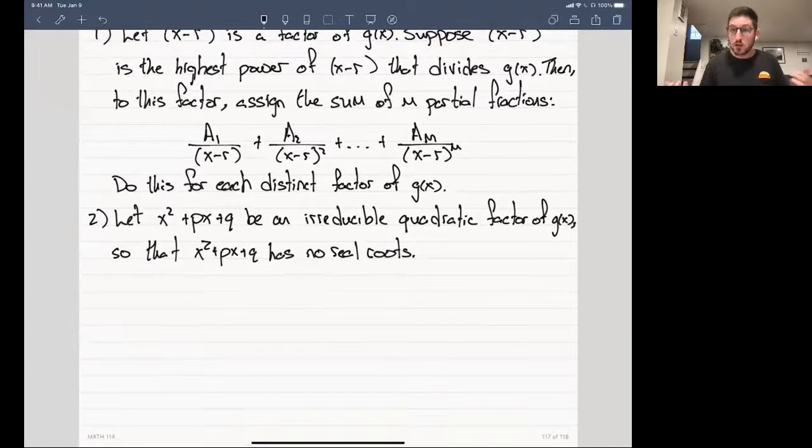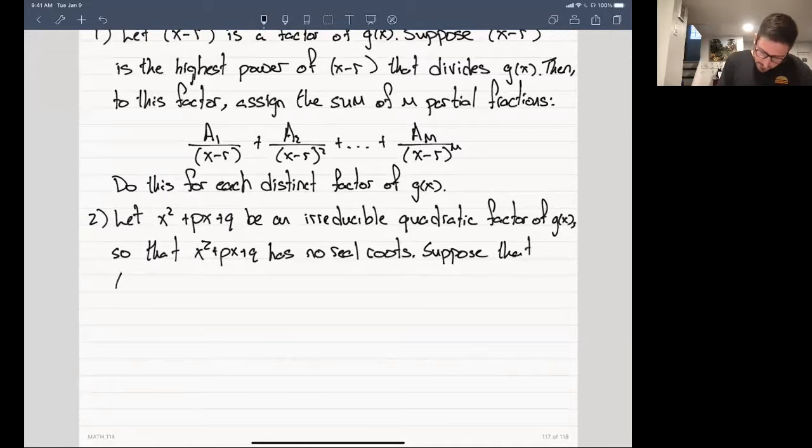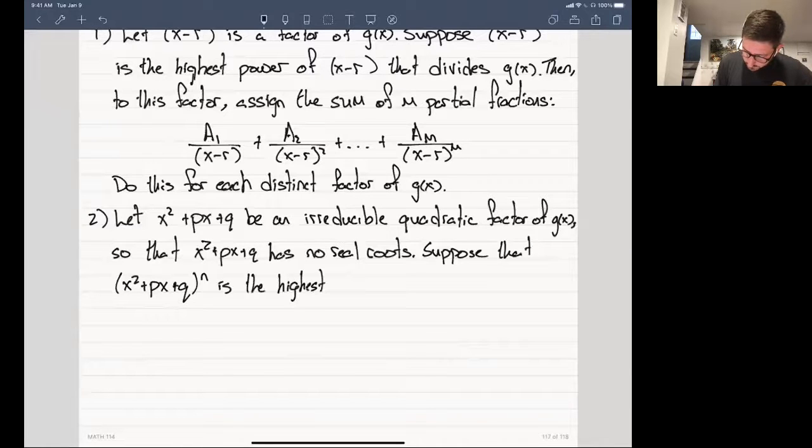Okay, and imagine you can pull out a bunch of factors of this, right? You could have more than one overlapping. So let's say, suppose that this thing, x squared plus px plus q to the power of n, you can pull out n of those. It could be 1 or it could be 50 for all we know, is the highest power of this factor that divides g of x.